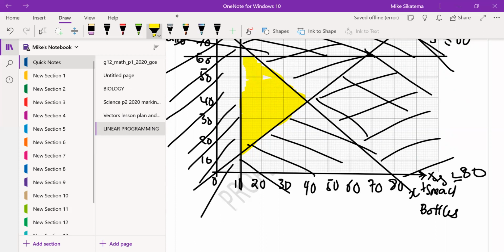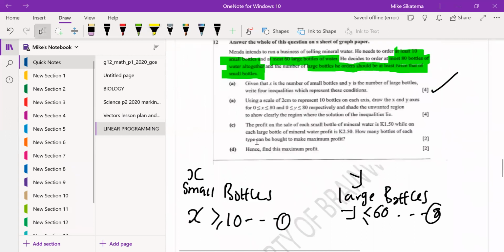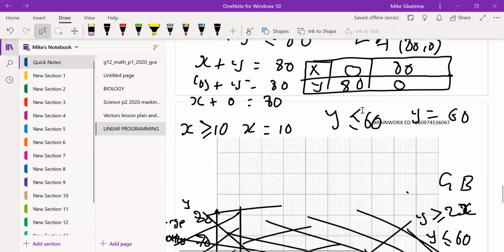And we can even go sleep. Okay, again, no, don't go sleep, go solve other questions. Because we've already got 8 marks, we have this beautiful shaded region there. So the only thing that's left now is to answer these boring questions here, which says the profit on each small bottle of mineral water is 1 kwacha 50 ngwe, while on the large bottle it's 2 kwacha 50 ngwe. How many bottles of each type can be bought to make a maximum profit?